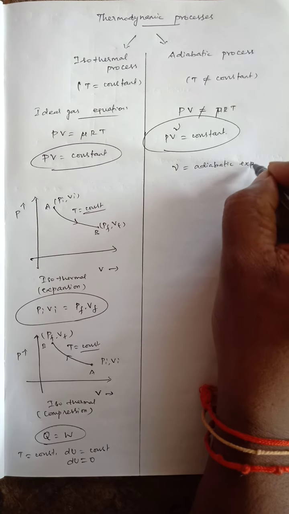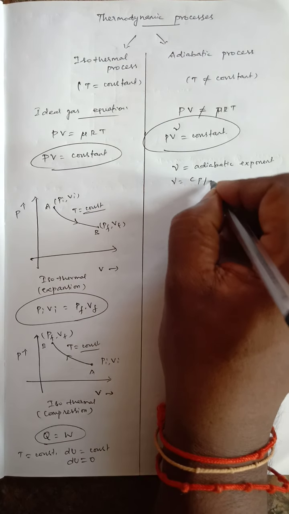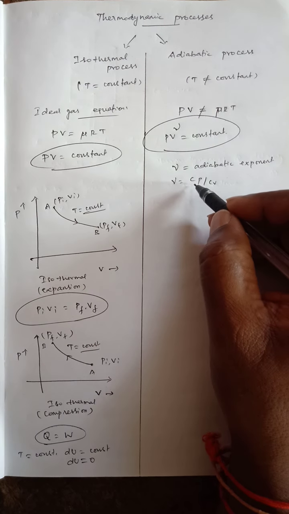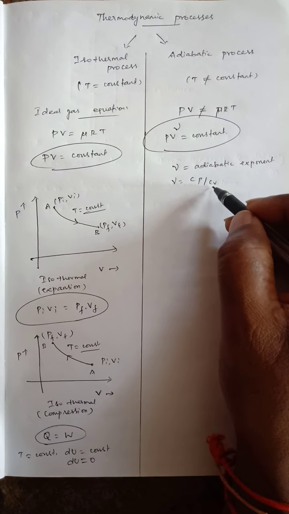Here gamma is called the adiabatic exponent. Its value is equal to Cp by Cv, where Cp is the molar heat capacity at constant pressure and Cv is at constant volume.